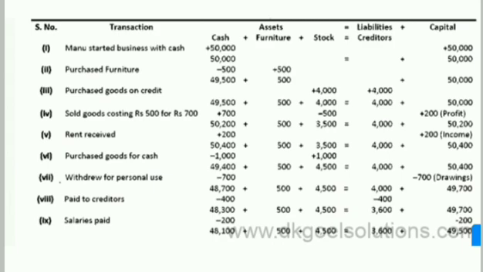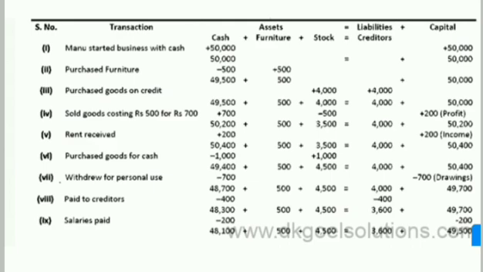Then we are selling goods of 500 for 700. We will deduct 500 from stock and add 700 to cash. The profit of 200 will be added to capital. Next, rent received, it will be added to cash and capital. For purchasing goods for cash, we will deduct 1,000 from cash and add 1,000 to stock. The equation will be 49,400 in cash, 500 in furniture, stock of 4,500, creditors the same 4,000 rupees and capital will be 50,400.